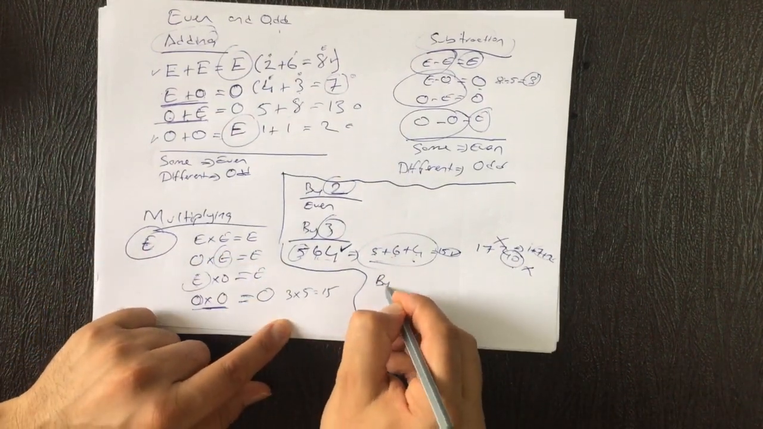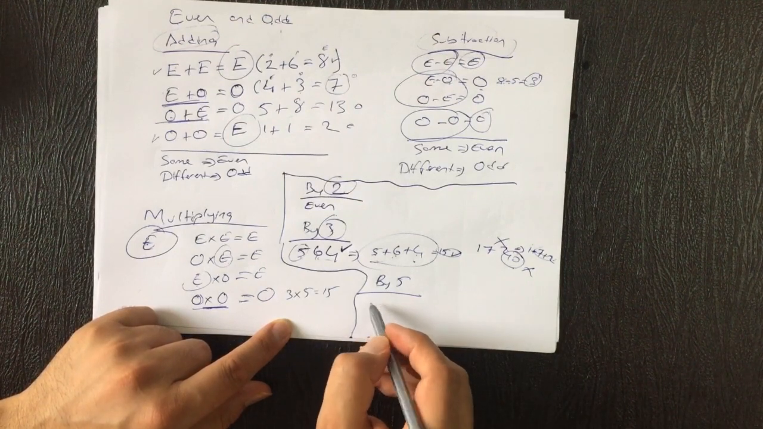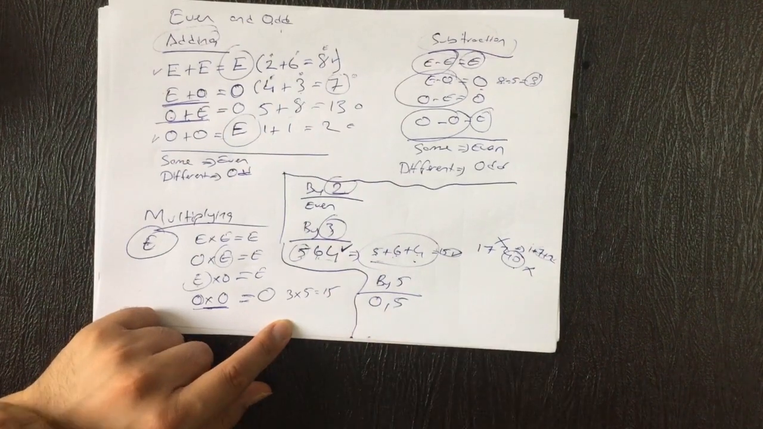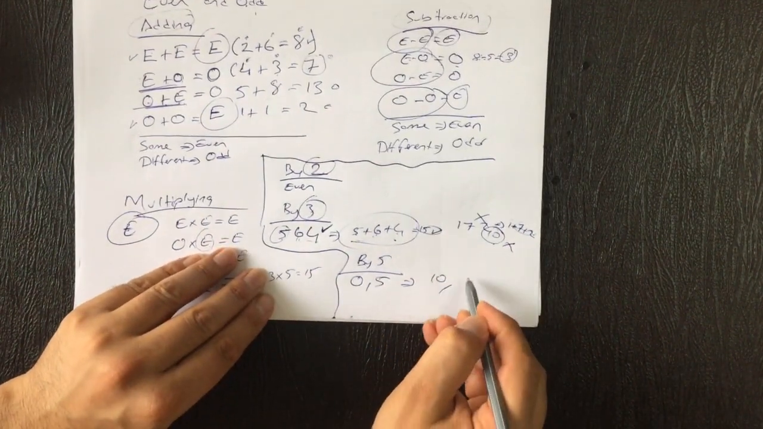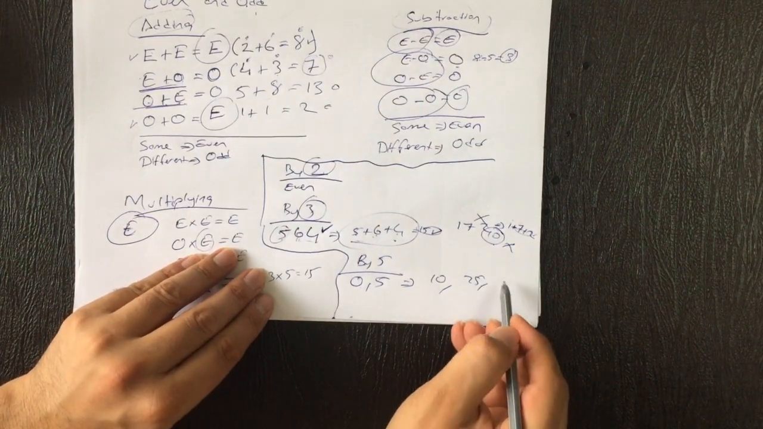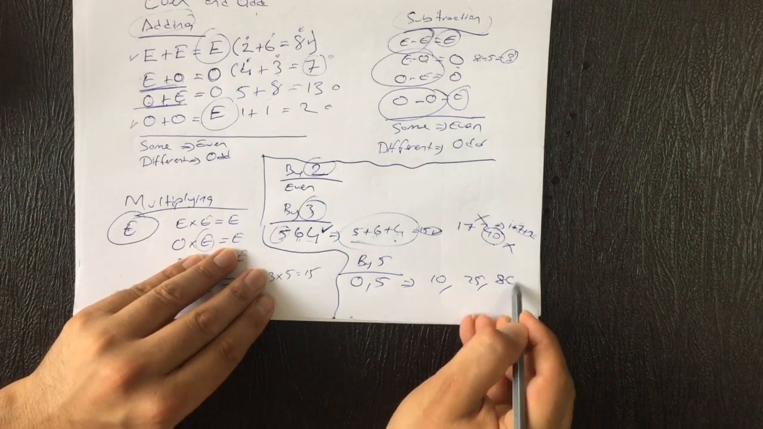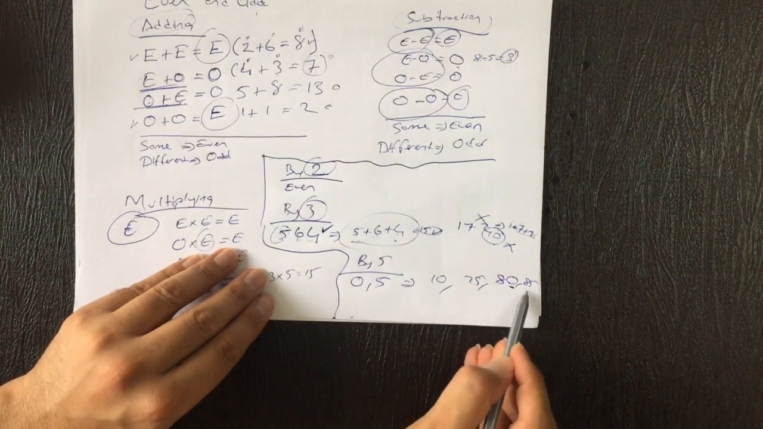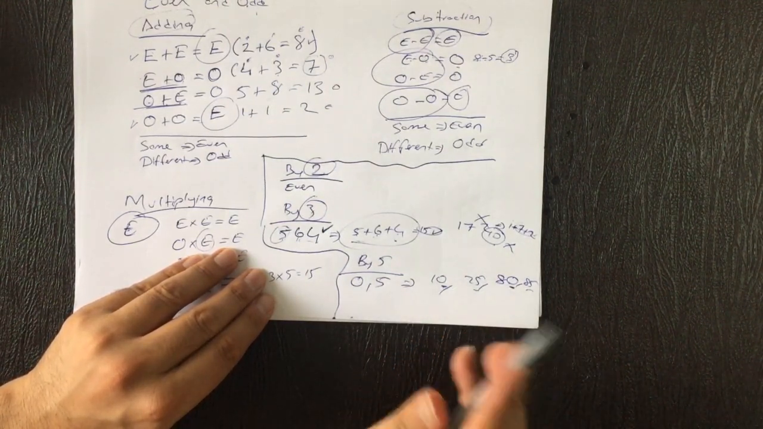So by 5, oh, so easy. The last digit, the ones digit, must be 0 or 5. For example, 10, for example 25, for example 80 or 85. These you can do. So look, the last digit must be 0 or 5.